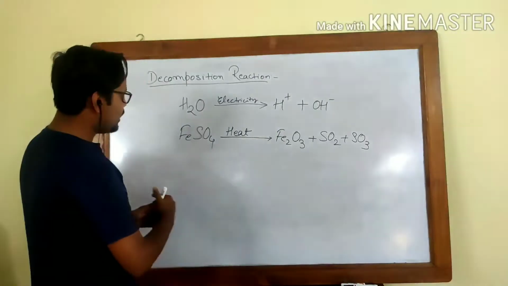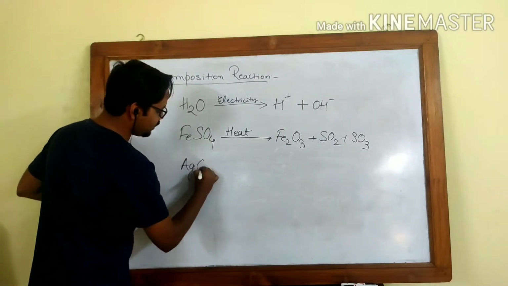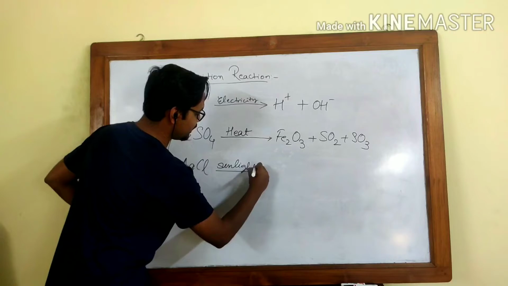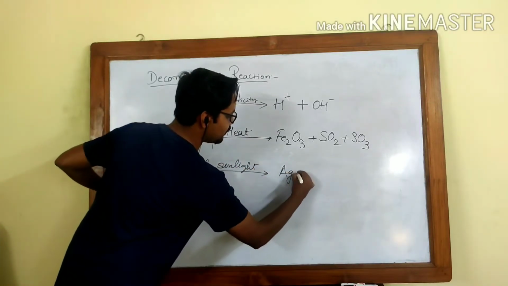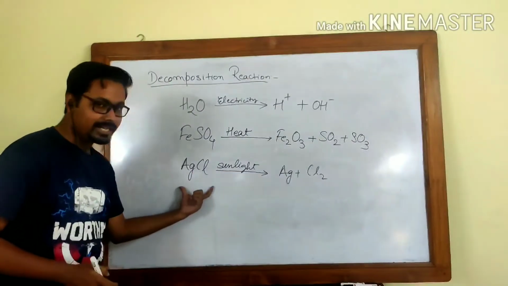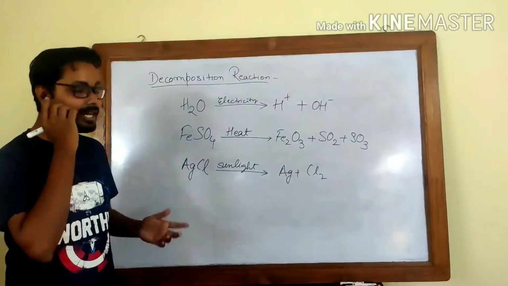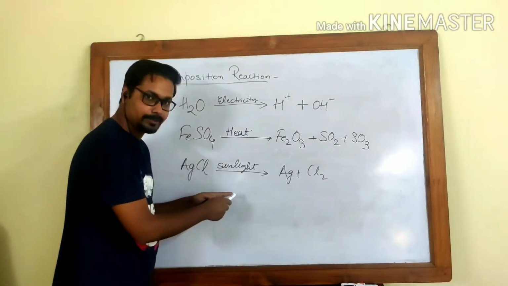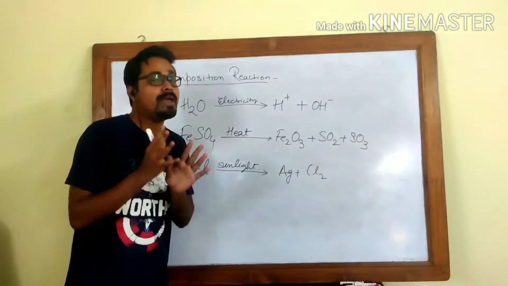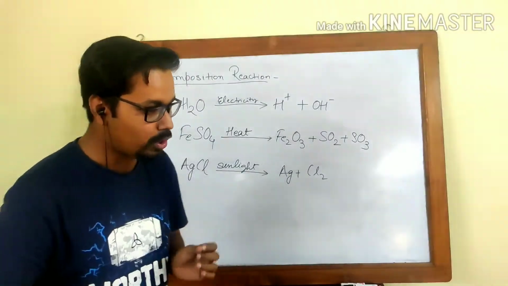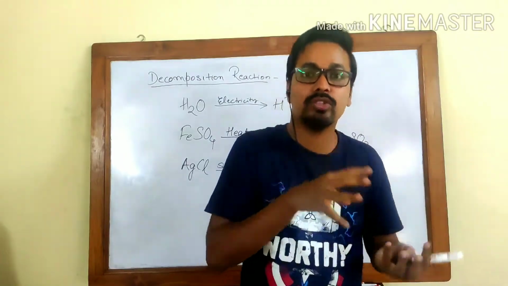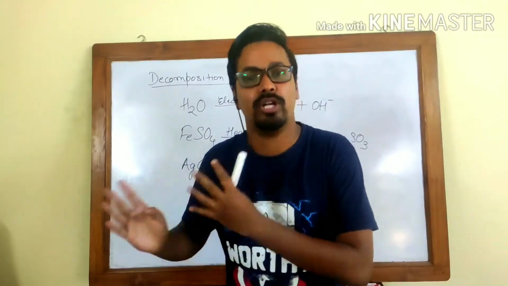Another example of another type is, suppose you have AgCl, silver chloride. In the presence of sunlight, that is light energy, this breaks down to give silver and chlorine gas. Okay. So this is another type of decomposition, one reactant and multiple products, two products here, but here the source of energy is different, it is sunlight. Okay, so in case of different types of energy sources, we may have decomposition reaction. Now it is really important to understand that for decomposition reaction to take place, we must have some source of energy until and unless the reaction is spontaneous.